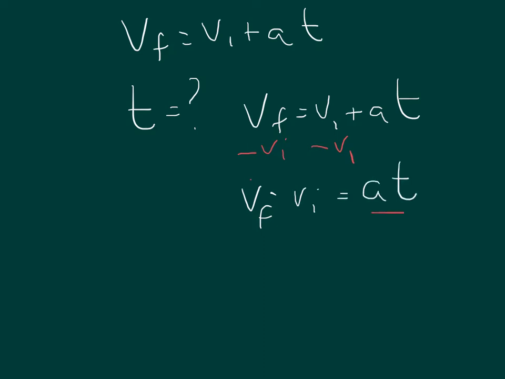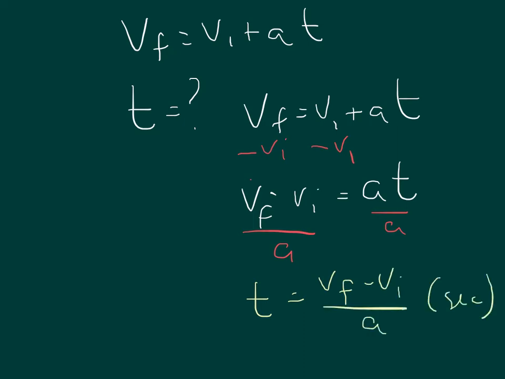Then you're going to divide both sides by A. So you're going to be left with time is equal to VF minus VI over A. And the units for time would be seconds. All right, so that's our third formula rearranged.